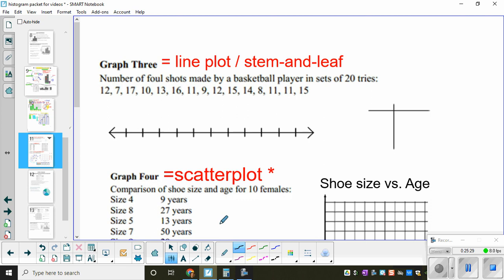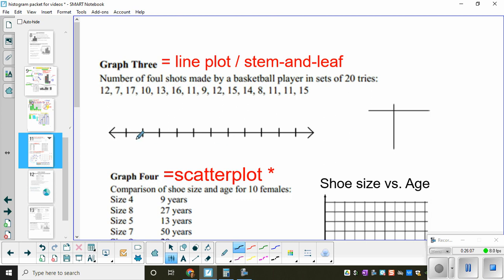Now, line plots are really easy and fun, and basically you're just kind of tallying things along the way with X's. What I have here for y'all is a number line, and what the scenario is we're looking at the number of foul shots made by basketball players in a single set of 20 tries. So for example, when somebody shot 20 times, it looks like this person made 12 of their free throws, okay? There was another time when they made 7 out of the 20, another time when they made 17. And you can see here in the data, it doesn't look like any time they went and made all 20 of their free throw shots.